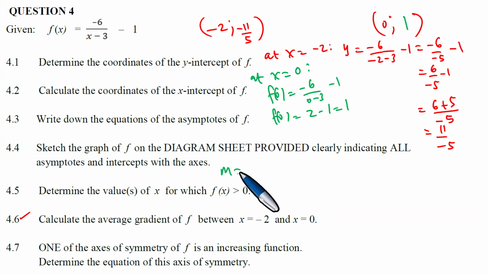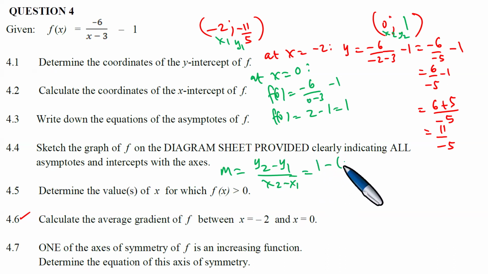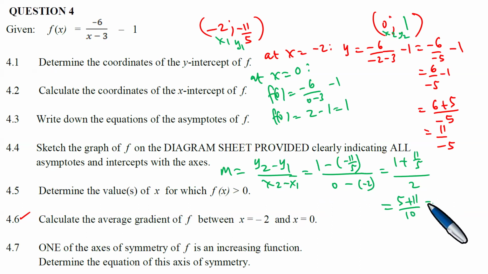What is the average gradient, which is y2 minus y1 over x2 minus x1. Right, so this is x1, y1, and this is x2, y2. And y2 is 1, y1 is -11 over 5 divided by x2, which is 0 minus -2. In which case, it is exactly 2, and you have 1 plus 11 out of 5. And this is 5 plus 11 out of 10, and therefore it is exactly 16 out of 10.